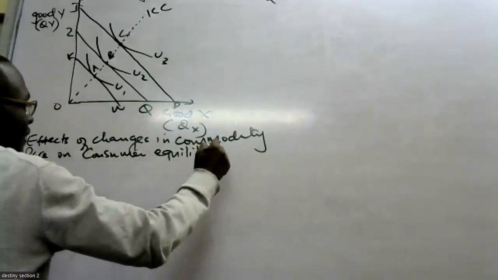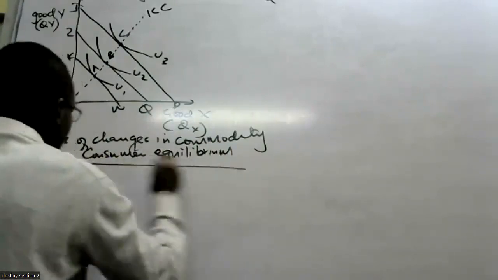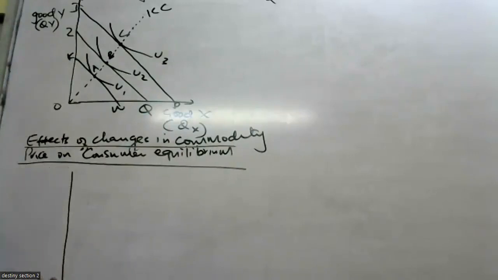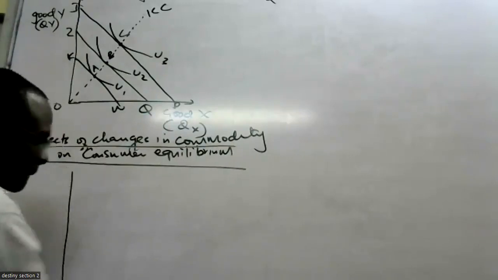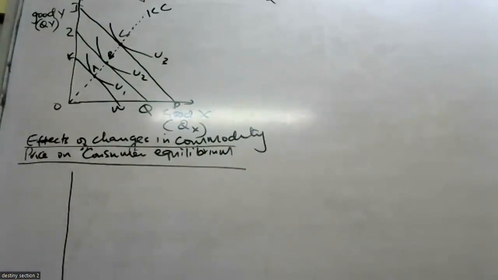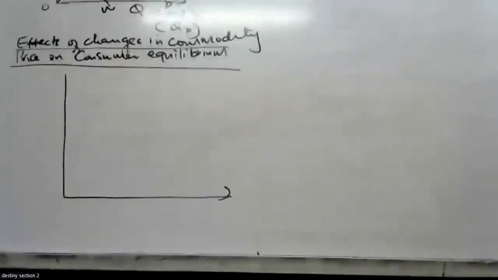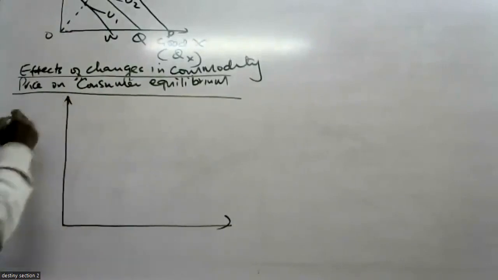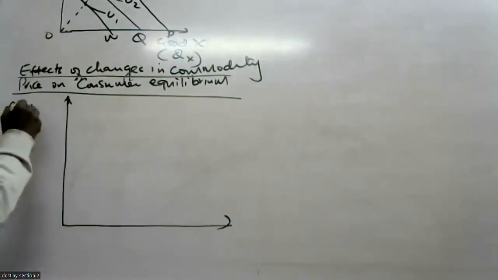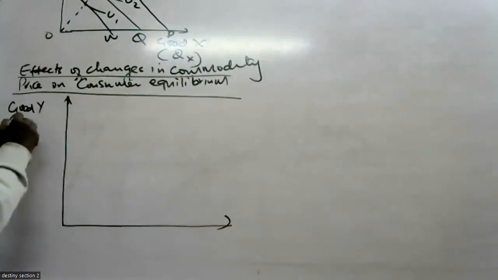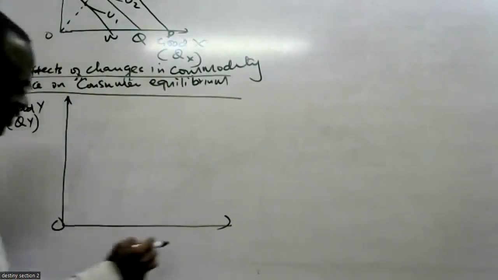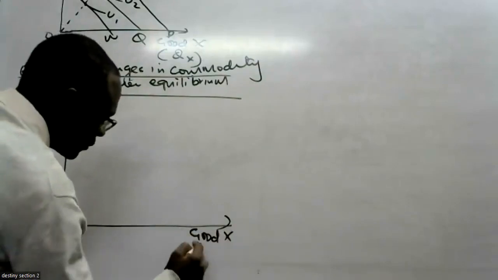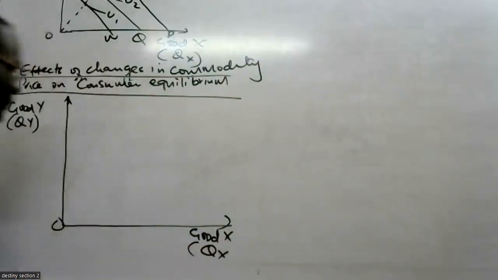Now we look at the effect of changes in price. Again, we'll do that diagrammatically. We want to show the effect of changes in price on the consumer equilibrium. So again, this is good Y or QY, quantity of good Y. This is good X, or Q of X.